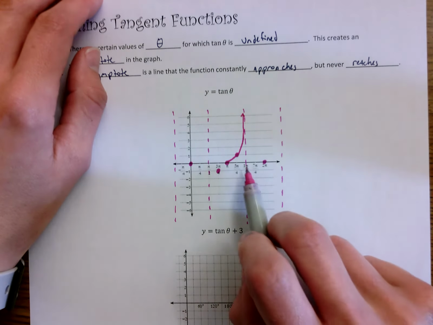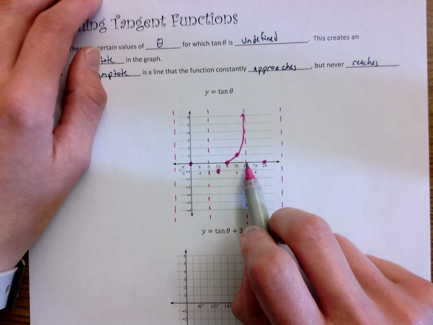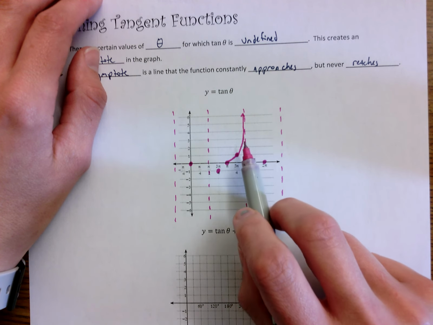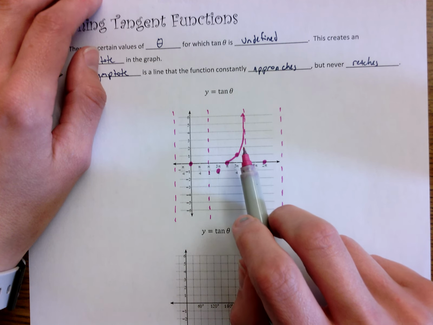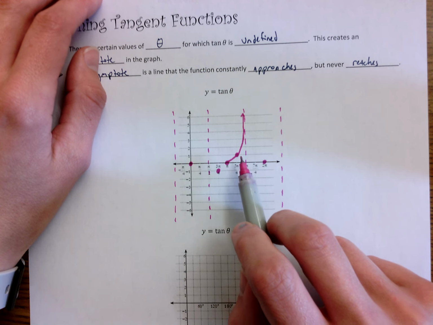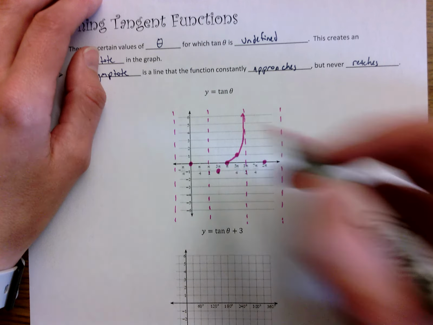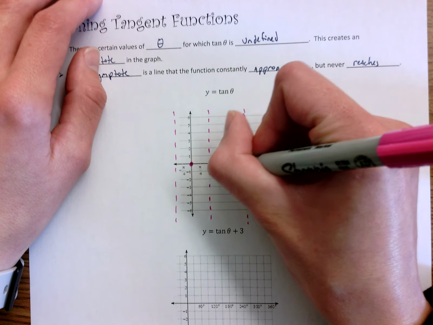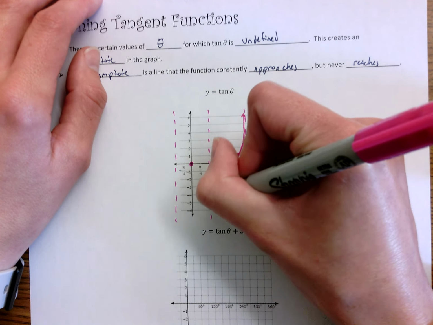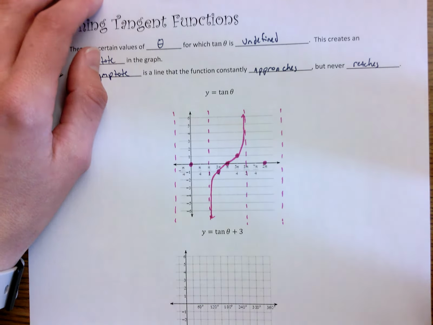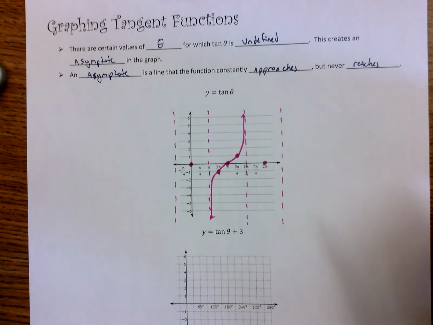So if you could get infinitely close to this asymptote line, your tangent value would be massive, like millions, billions we're talking about. You get really, really big values of tangent. And then the same thing going this way, but in a negative direction. You're approaching this line, getting super close to it, but never actually touching it.